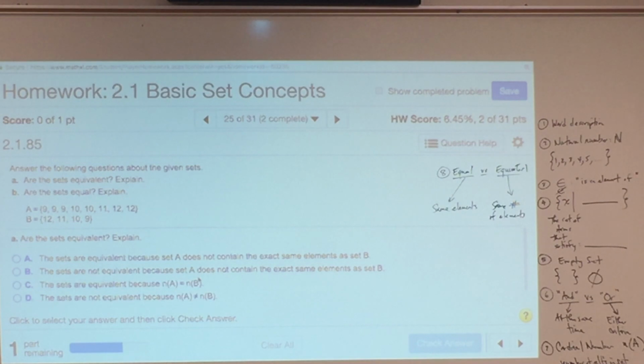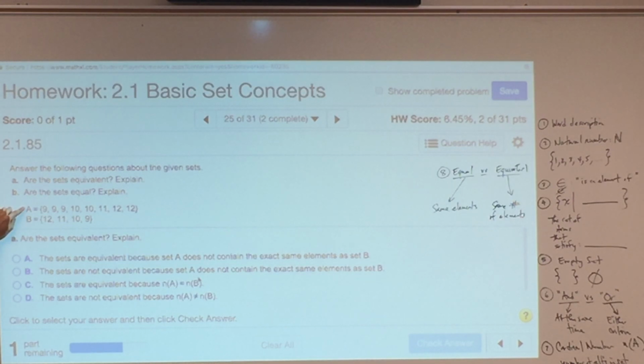Are the sets equivalent? No. They're not equal. They don't have the same number of elements. No, they're equivalent. They've got the same numbers, but they don't have the same number of elements. So let's do this, okay? Let's do it through this. I like the thought process. I do this every semester. Let's see if we can get this. Are the sets equivalent? Explain.